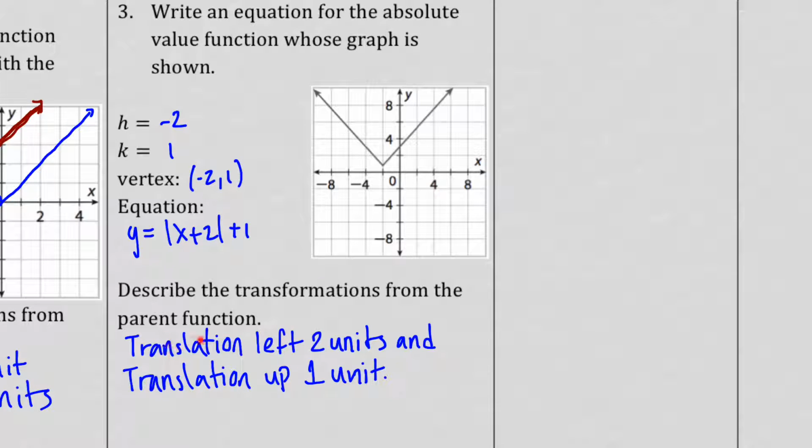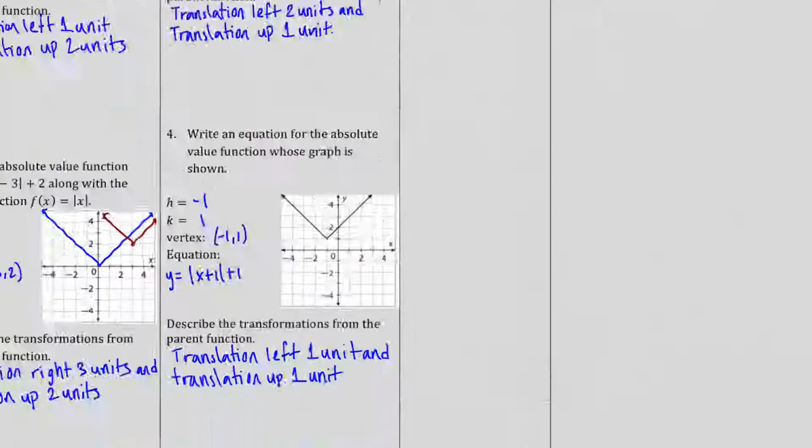The description is it's a translation. That is the correct word to use. Translation left 2 units. How do I know that? From this, h equals -2. And up 1 unit from k equals +1. So again, h is horizontal. Negative means left, positive means right. K is vertical, up or down. Negative means down, positive means up. Okay. You can also tell from looking at the graph, since the parent function always starts at the origin, it looks like it shifted left 2, up 1.